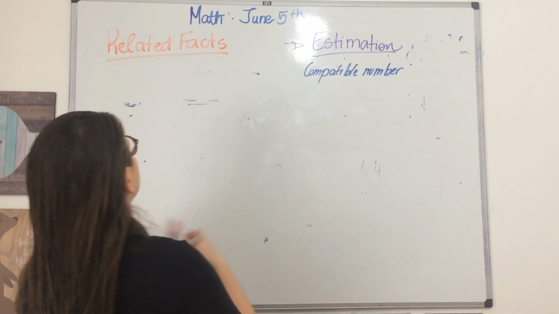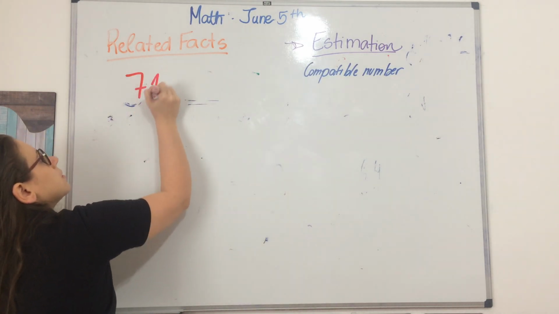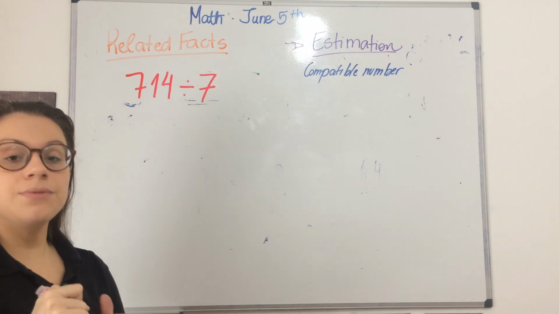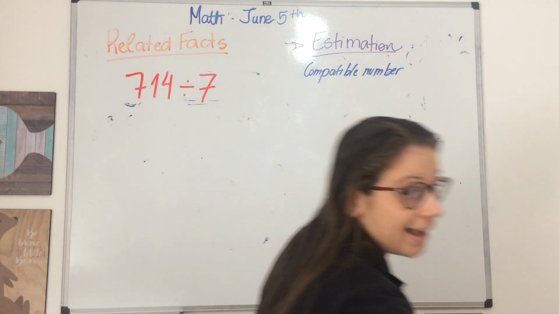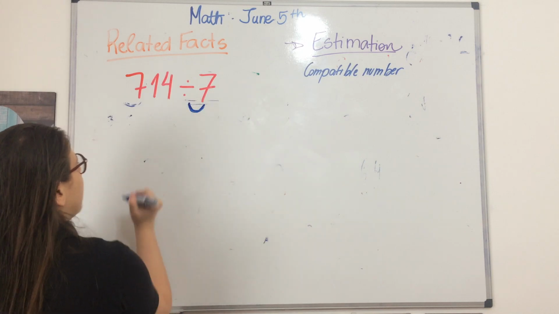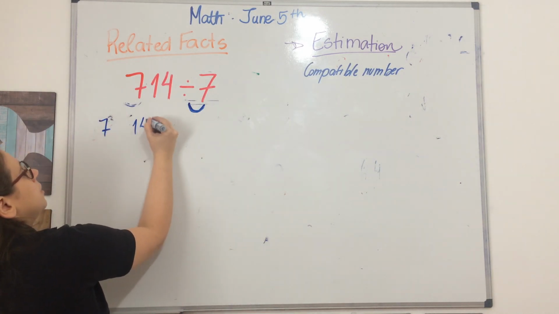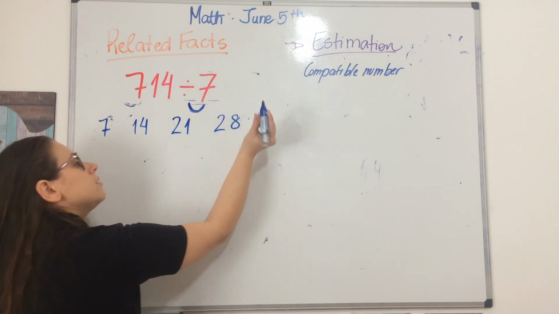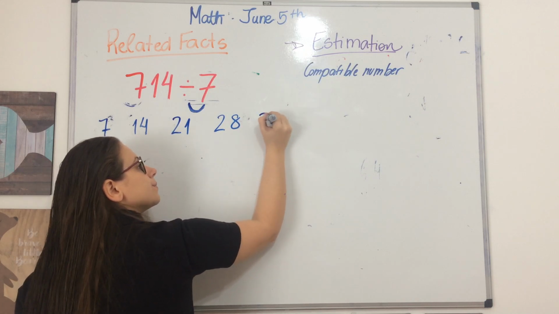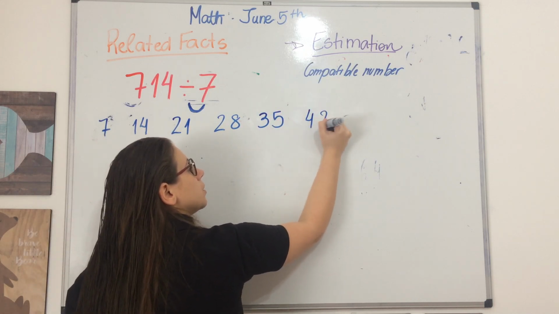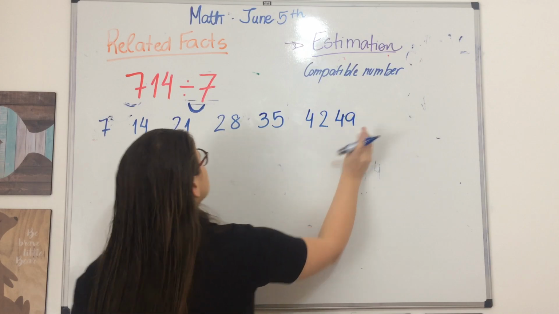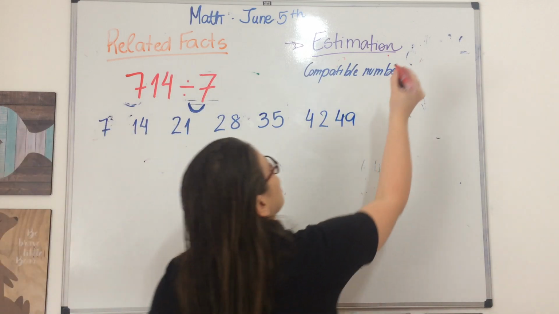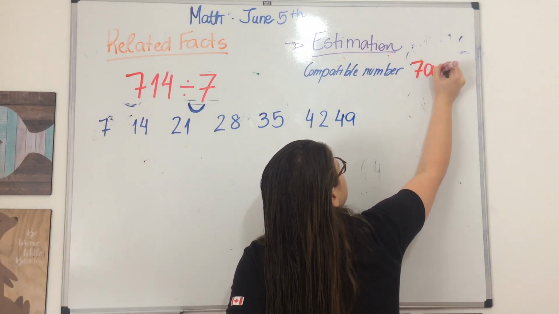Let's have a look at 714 divided by 7. Let's think about the multiples of 7 because it is divided by 7. So 7, 14, 21, 28, 35, 42, 49. I think we can stop here because as a compatible number, I can go to 700.